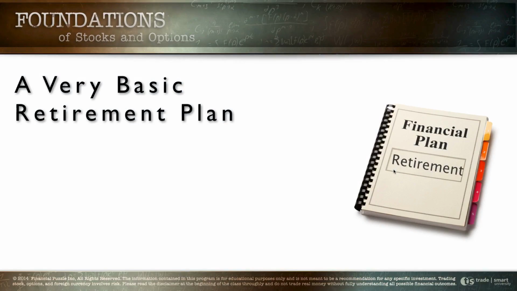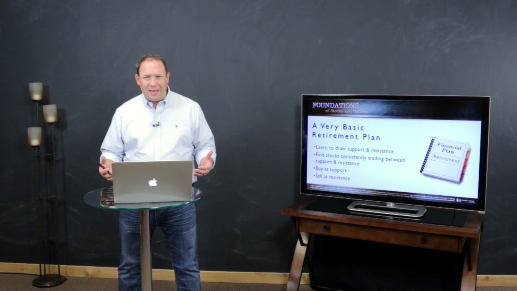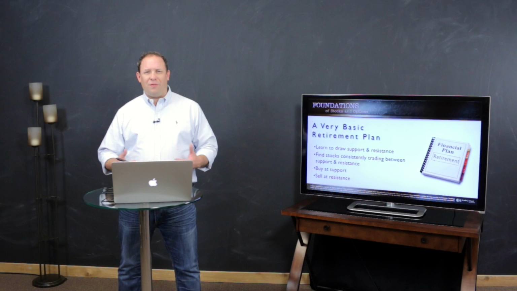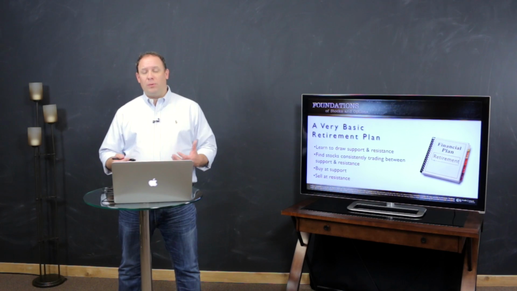So here's a very, very basic retirement plan, one that will pay you typically anywhere from 20 to 30% over the course of a year. And here's how it goes. We learn how to draw basic support and resistance on a chart. Then we find stocks that are consistently trading between support and resistance, and then what do we do? We buy at support and we sell at resistance. Now, it's a very basic idea, a very basic strategy, a very basic trading plan, but it's the beginning of what we're going to start using to build out a more complicated and more complete trading plan.